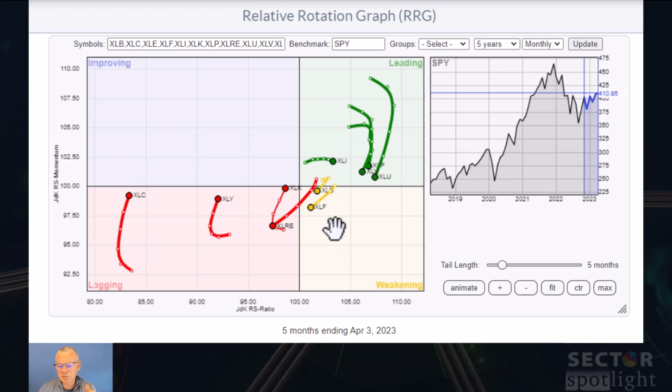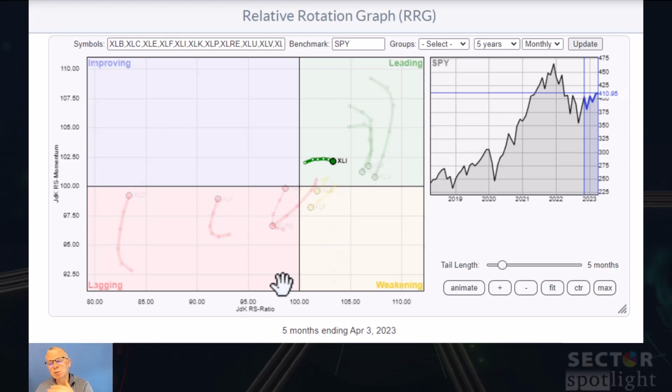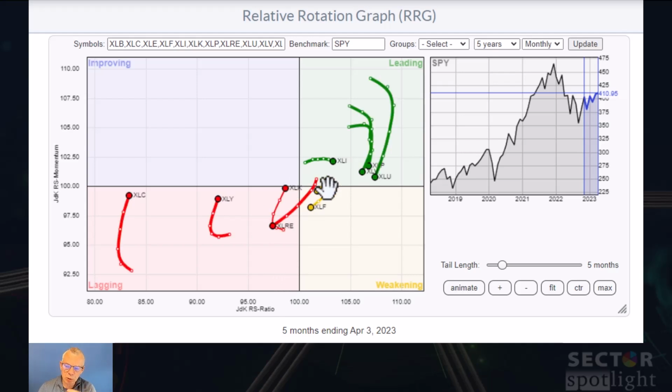Now in between we've got industrials. They're inside leading and they're moving to the right. It's not a high momentum move, but it's very stable. You can see how short this tail is compared to the other ones. On a monthly scale, these are pretty strong moves, and you can see how industrials is a lot more stable. And the same goes for financials and materials.